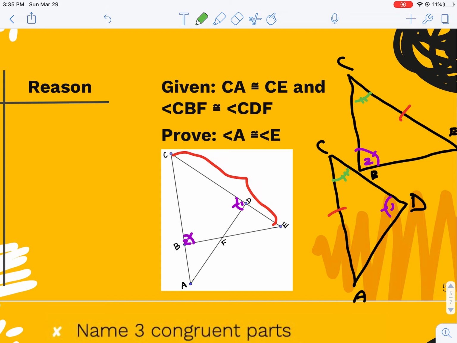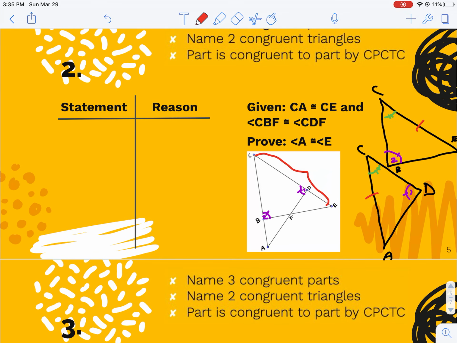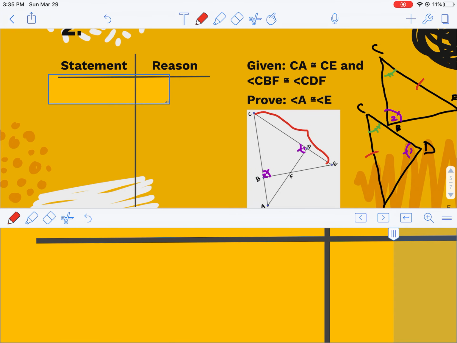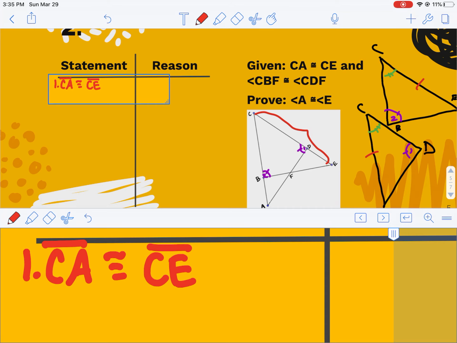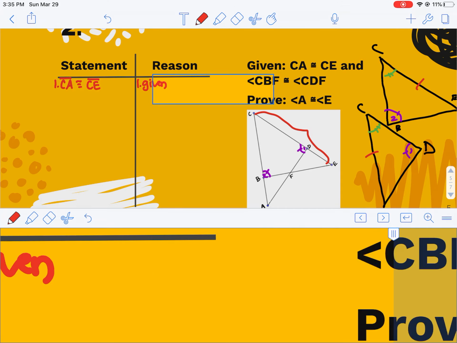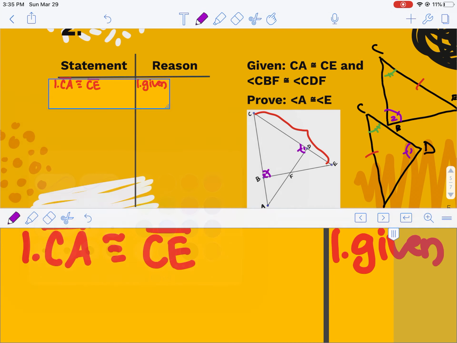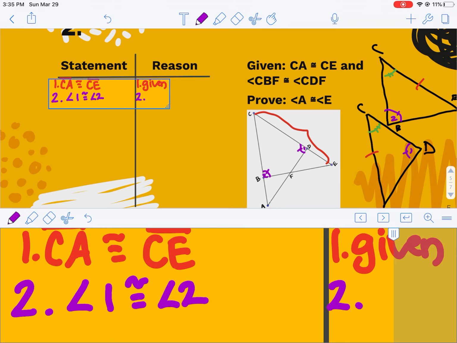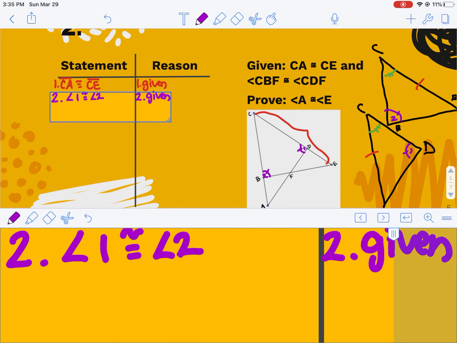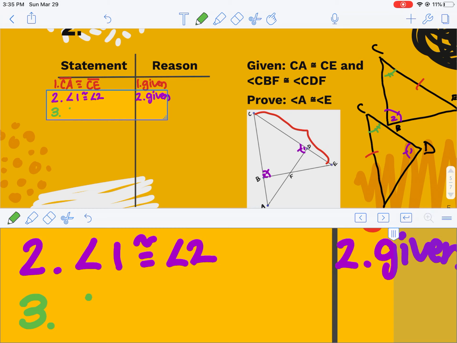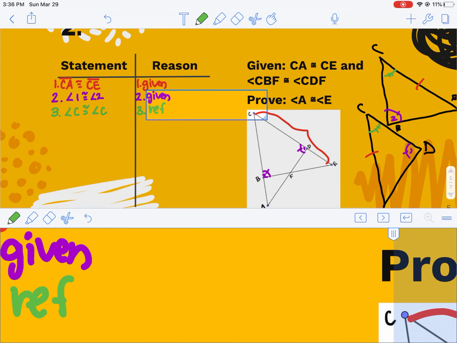Right, so I've found my 3 congruent parts. Now I just need to write out my proof. I'm going to start with what I was given, which is CA is congruent to CE. I was also given angle 1 is congruent to angle 2. And then we determined that angle C was congruent to itself by the reflexive property.